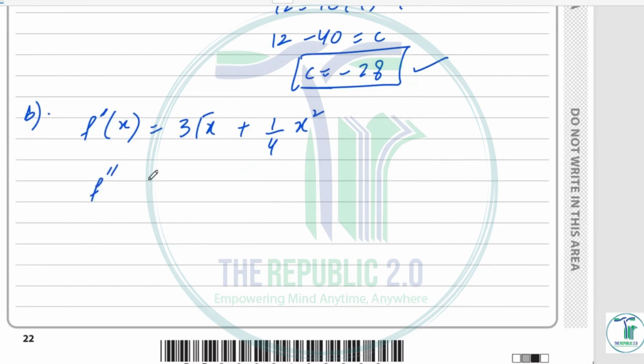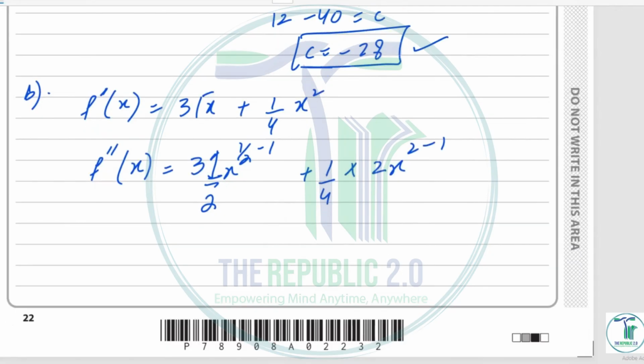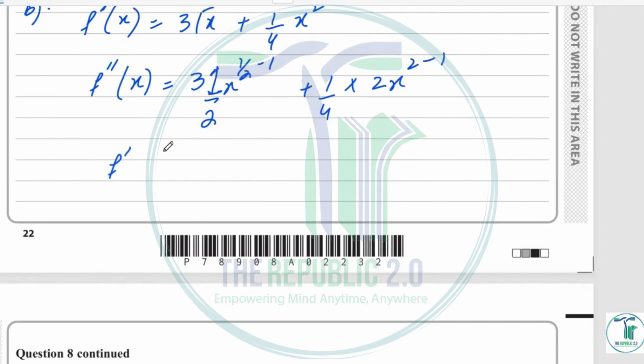So f prime of x is 3 root of x plus 1 by 4 x squared. What is going to be the differentiation of root of x? It must be 1 by 2, then x to the power of 1 by 2 minus 1. Similarly, for 1 by 4 x squared, 1 by 4 as it is, the power comes in front of x, and then 2 minus 1. So you will have the final answer, f double prime of x equals 3 by 2 x to the power of negative 1 by 2. 2 cancels out by this, and you must be having 1 by 2 x.